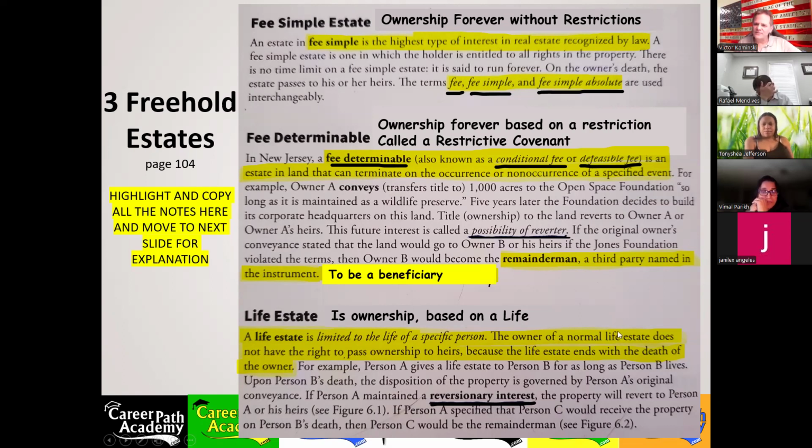Now, can you sell a life estate? If I gave you my real estate, I gave you a life estate, I gave you my house for the rest of your life, can you sell it? No. Why not? You're the owner now. Because in the end I have to give it back to you. Once I'm dead, I can't sell it.